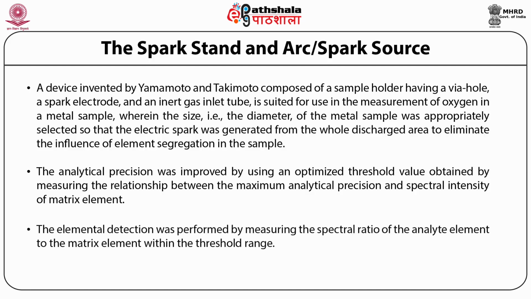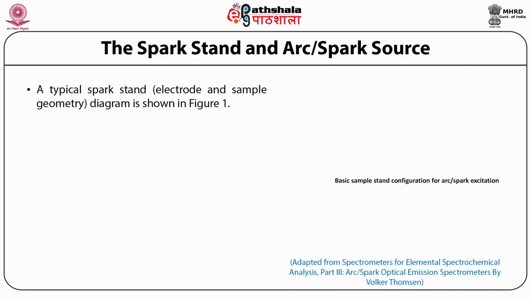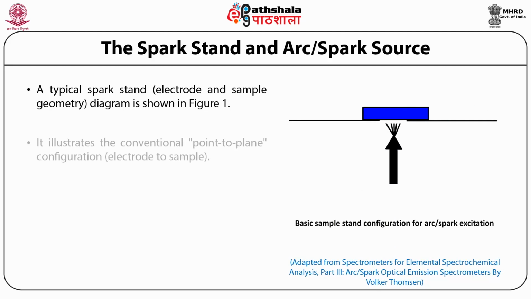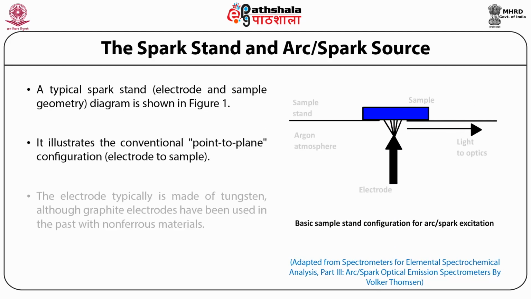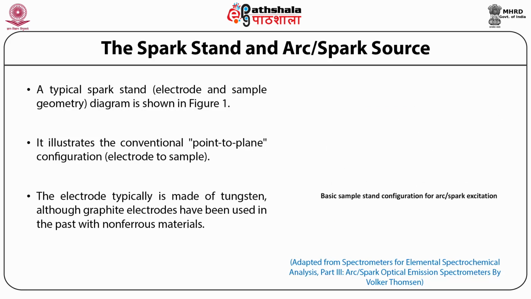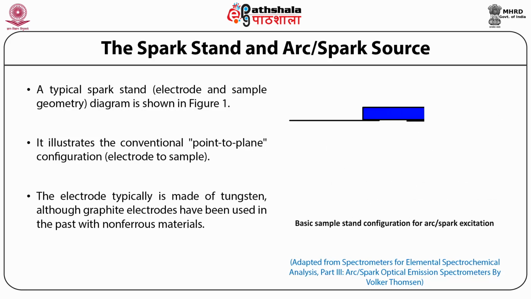The elemental detection was performed by measuring the spectral ratio of the analyte element to the matrix element within the threshold range. A typical spark stand, that's electrode and sample geometry, diagram is shown in figure 1. It illustrates the conventional point-to-plane configuration, and the electrode is typically made of tungsten, although graphite electrodes have also been used in the past with non-ferrous materials.